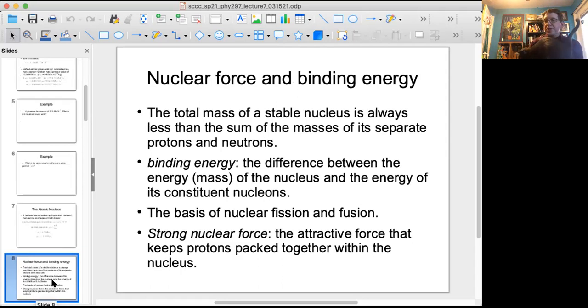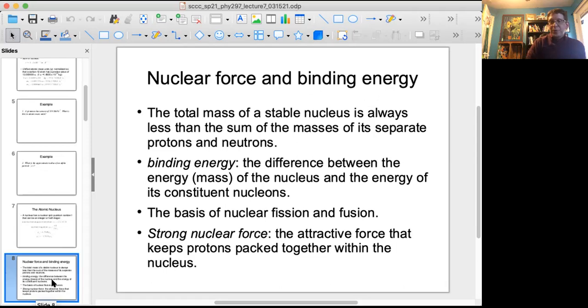So that brings us to nuclear binding energy. The total mass of a stable nucleus is always less than the sum of the masses of its separate protons and neutrons. And that difference is called the binding energy. So you need to supply that much energy if you want to break the nucleus apart into its constituent protons and neutrons. But that relationship is also the basis of nuclear fission and nuclear fusion.